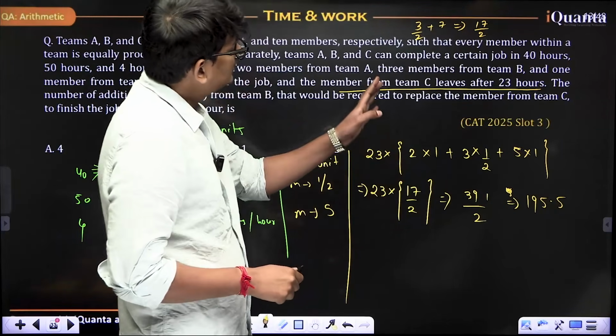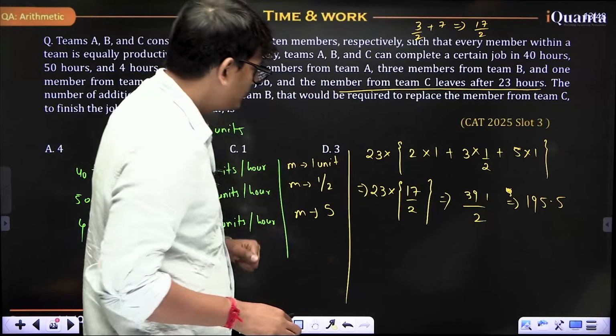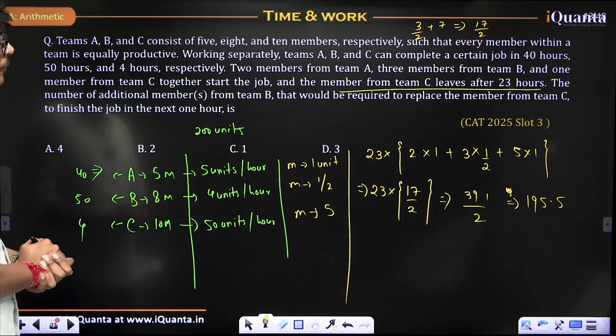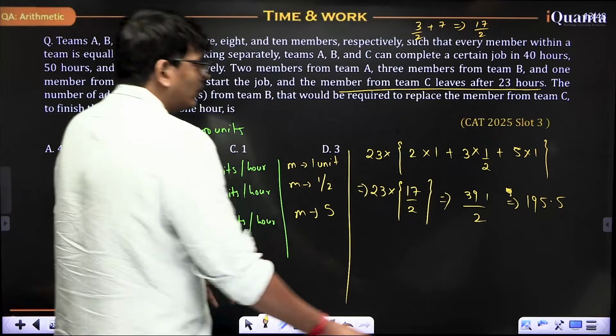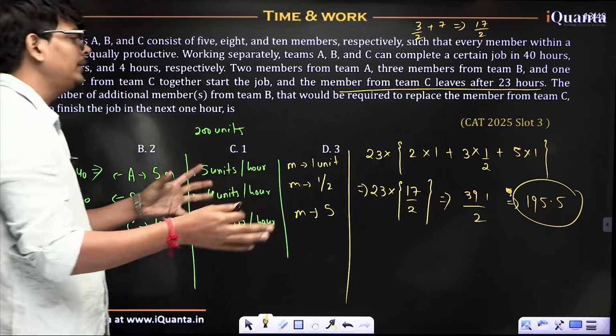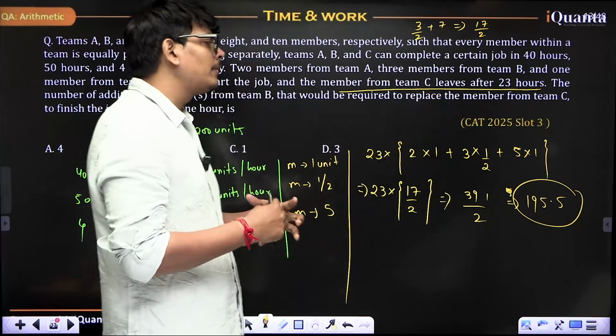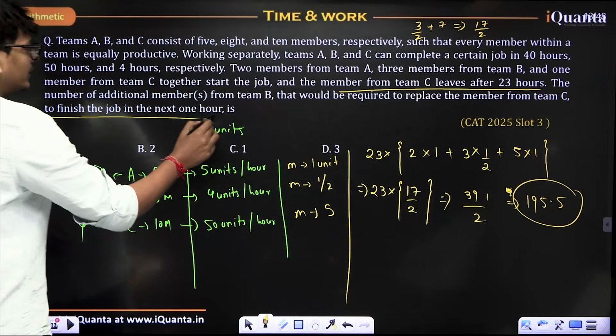5 plus 2, 7 plus 3/2, 7 2s are 14 plus 3, 17/2. 17 3s are 51, 5, 17 2s are 34. Yeah, 195.5. Okay, 195.5 units of work has been done. The number of additional members from team B required to replace the member from team C to finish the job in the next 1 hour.